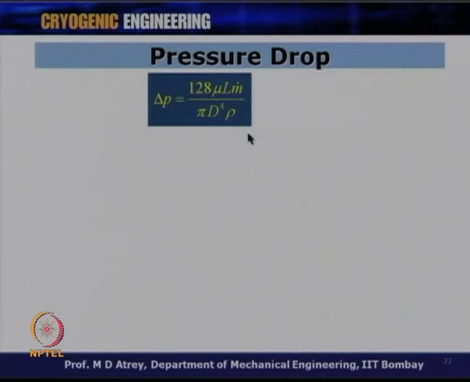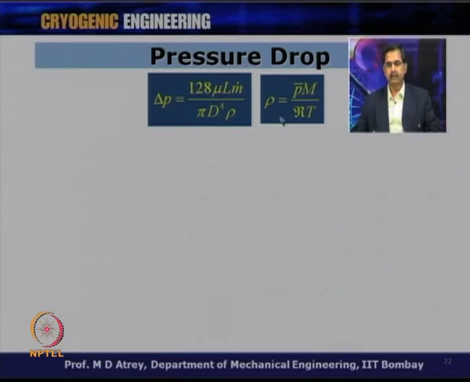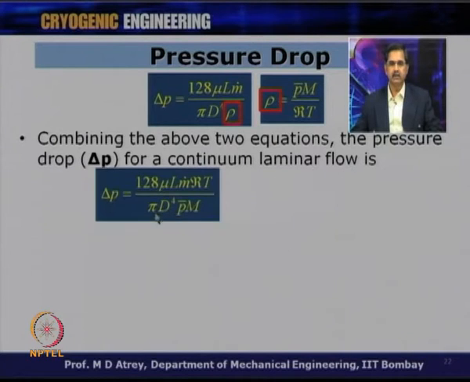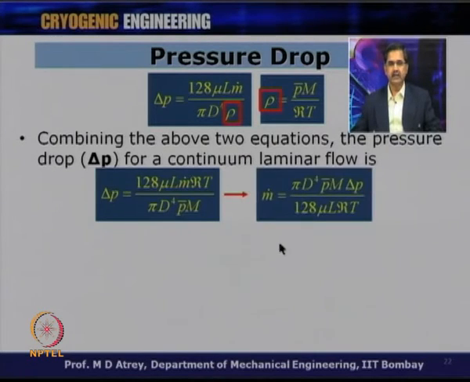So, we have found that for this continuum region, Knudsen number less than 0.01, delta P is 128 mu L m dot upon pi into d to the power 4 into rho. We also know rho is equal to P M by R T, and if I put the value of rho over here, combining the above two equations, the pressure drop delta P for a continuum laminar flow is this. And from here I get a relationship between m dot and delta P. So, m dot is equal to pi into d to the power 4 into P M into delta P divided by 128 mu L R T.